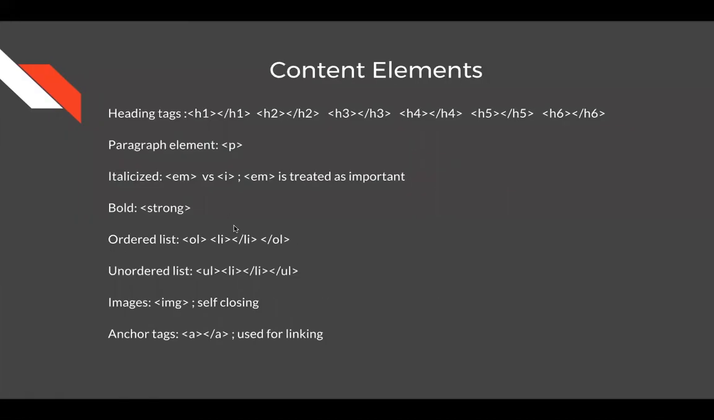After bold, we have ordered and unordered lists. They both syntactically are the same, except the only difference is the beginning is O for ordered and U for unordered. And the difference between that is an ordered list is going to be numbered, so like 1, 2, 3, 4, 5. An unordered list is going to look like bullet points.